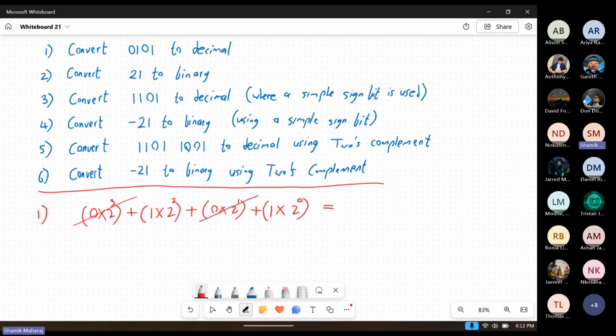The middle term doesn't contribute anything as well. It's also a 0. All right, so what we have is 2 squared plus 2 to the 0, which is 4 plus 1, which is 5.